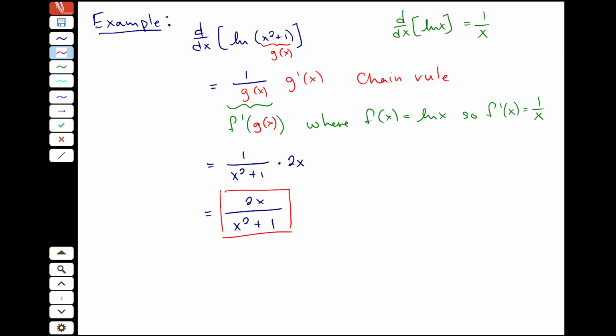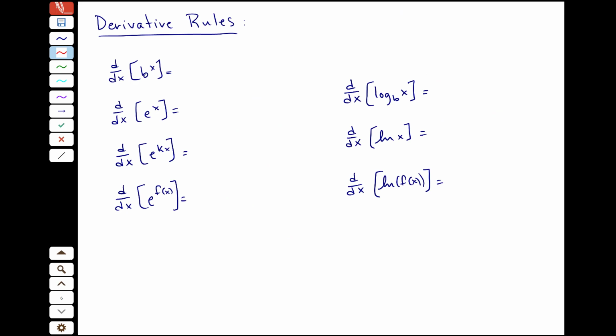So that was a lot of derivative rules, and I am going to summarize them for you. The derivative of b to the x for any base b is the natural log of your base times the exponential function b to the x. Now remember that the natural log of e is just 1, so for e to the x, that simplifies to e to the x. This is why exponential functions with a base of e are so nice, because the derivative of e to the x is just e to the x.